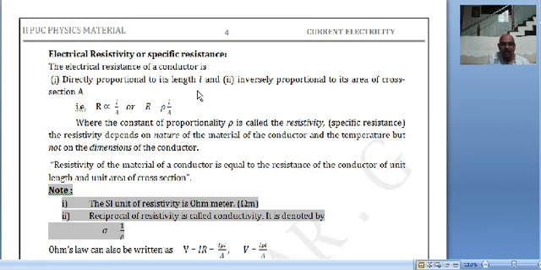Now what are the other factors on which the resistance depends? I told you resistance is constant if the temperature is constant, if the length is constant, and if the area is constant. If all these things change, what happens? Resistance will change, which means resistance depends on temperature, on length, and on area of cross section.